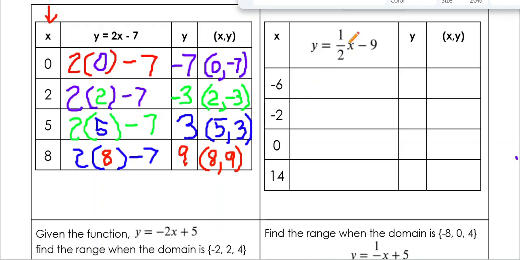Okay, pause the video. See if you can do this one on your own. It's 1/2 x minus 9. And here are my x values. We're going to fill it in just like this. Pause the video and do it. Remember, when you times something by a half, that's the same thing as dividing it by 2, right? You're taking a half of x. So like this first one, you'd be taking a half of negative 6, all right? Go ahead, pause the video, see if you can fill out this chart, and then unpause it when you're done and check your work.